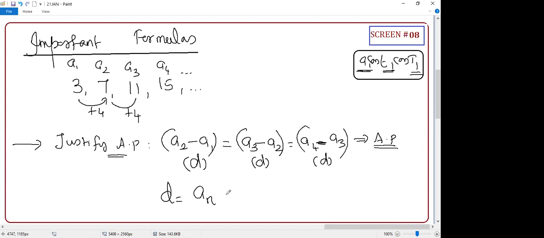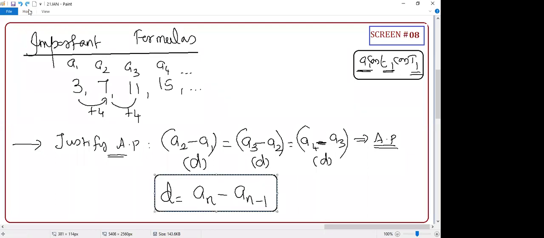D is An minus 1. Are you clear? Any term minus its previous term. Yes or no? Yes, sir. Now the problem is, what is An?